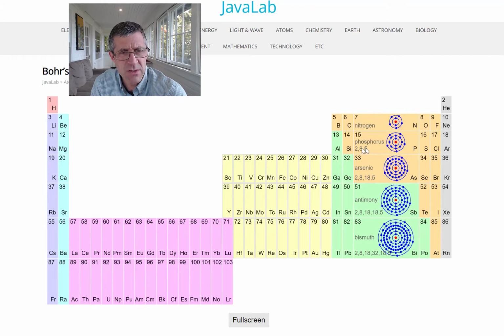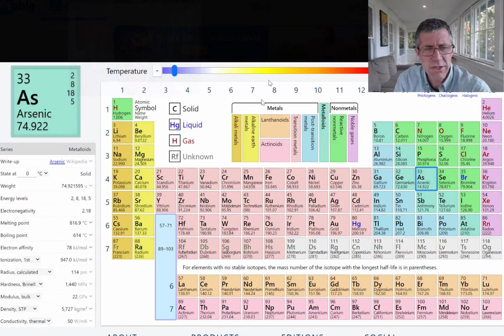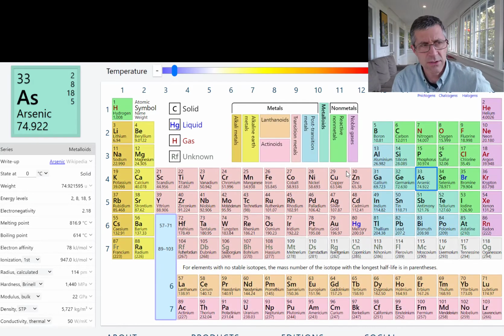This is a handy little application here, so I can look at something, let's go to this one. Notice here I've clicked on the second group. The second group has 2 outermost electrons for beryllium. Oh look, magnesium also has 2 outermost electrons. Oh look, calcium also has 2. So you can see the idea that things in the same group, the same vertical column, are going to have the same number of valence electrons. This is what I need you to be able to recognize.